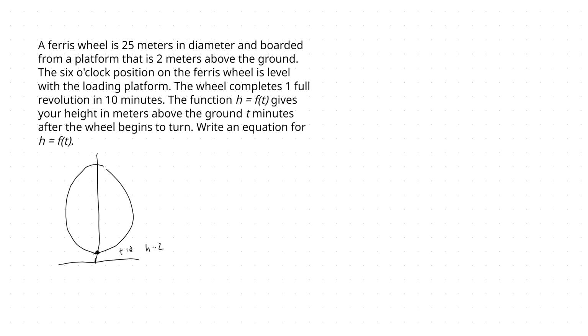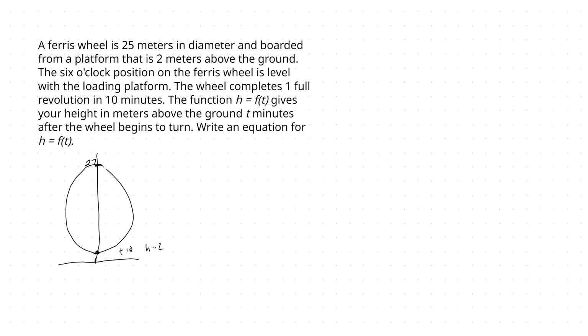We know that the diameter of the Ferris wheel is 25 meters. So this top edge would be 27 meters in the air. And as we travel around this, we do one revolution every 10 minutes. I'm going to assume that we move counterclockwise just because.